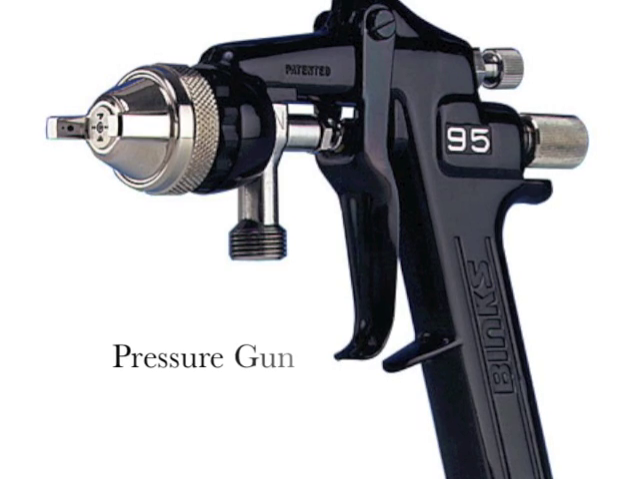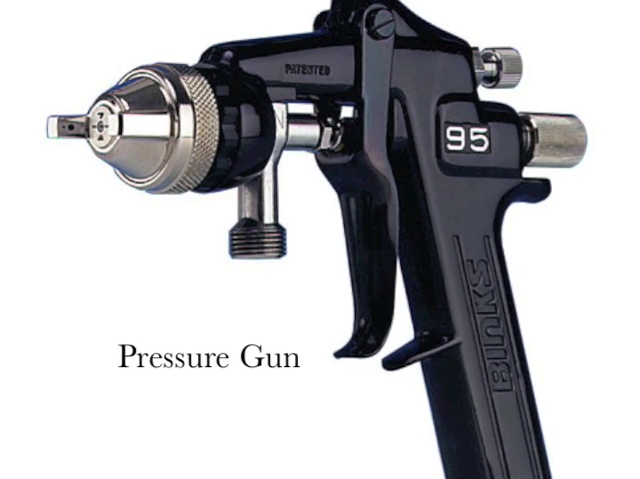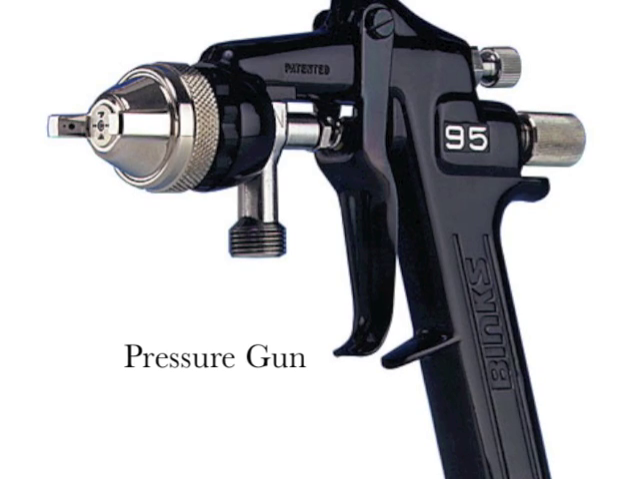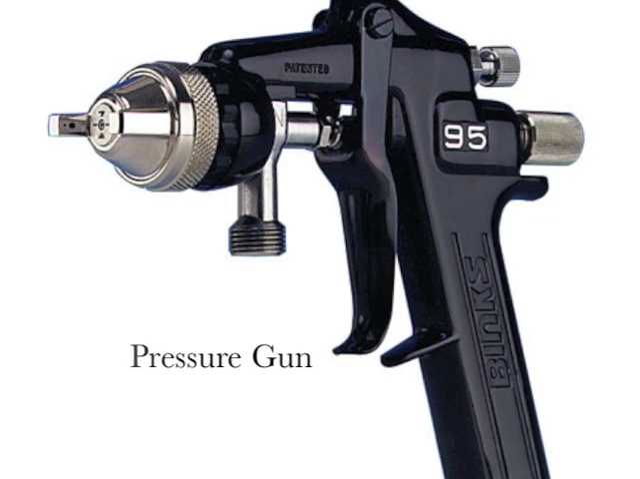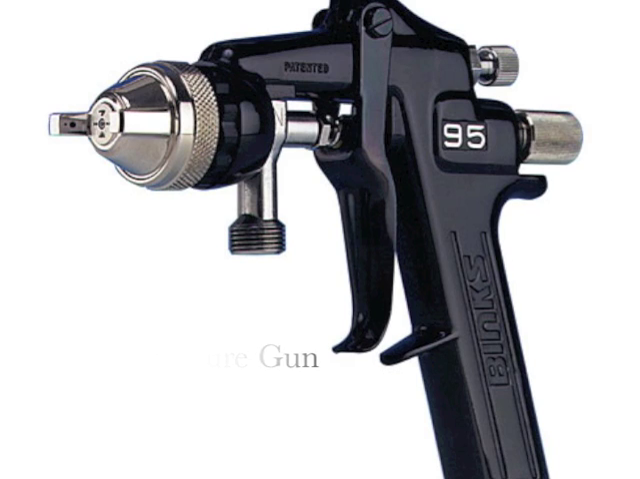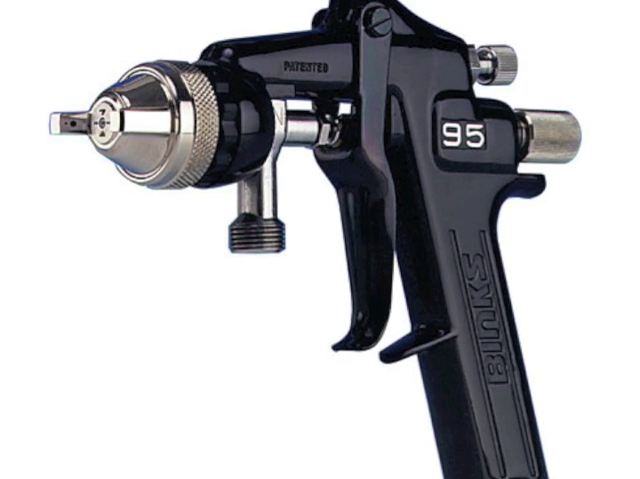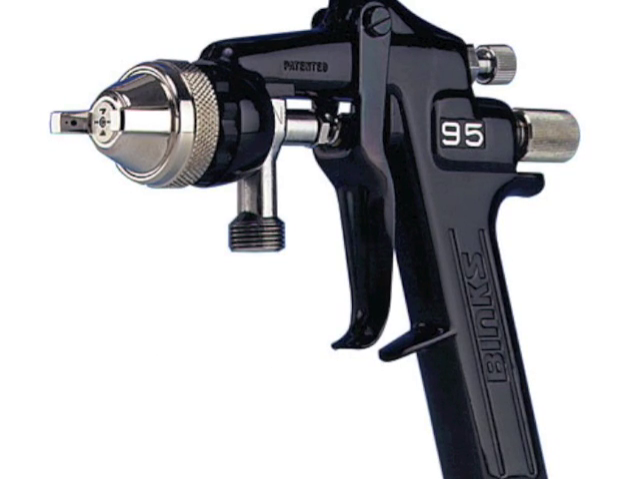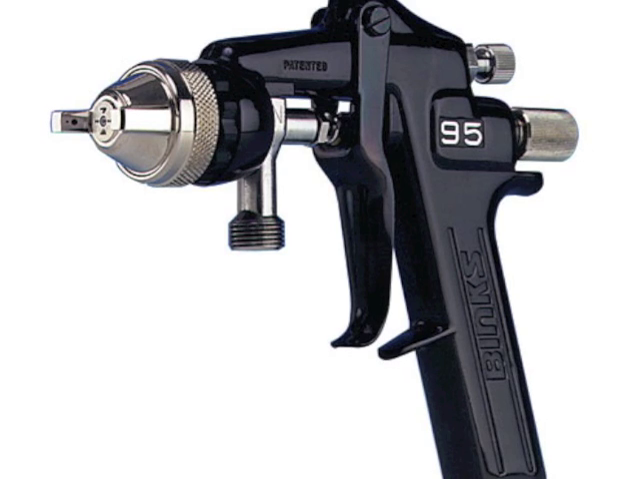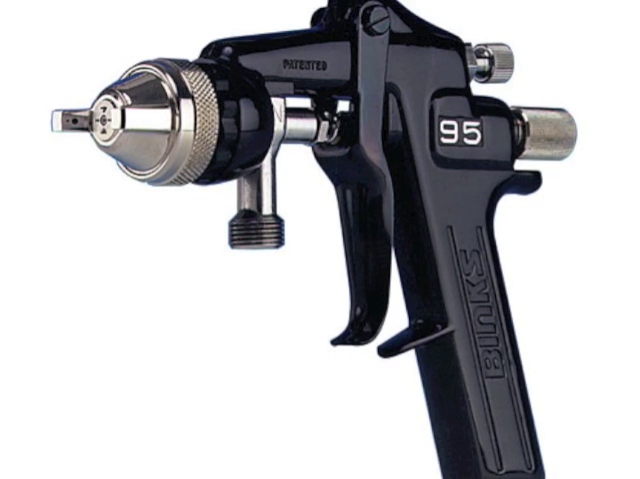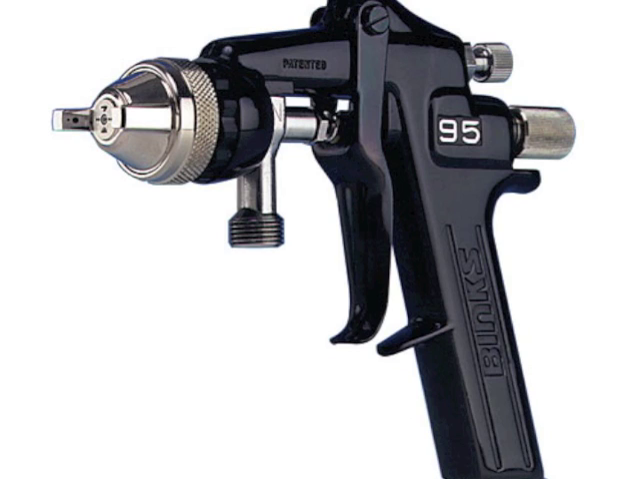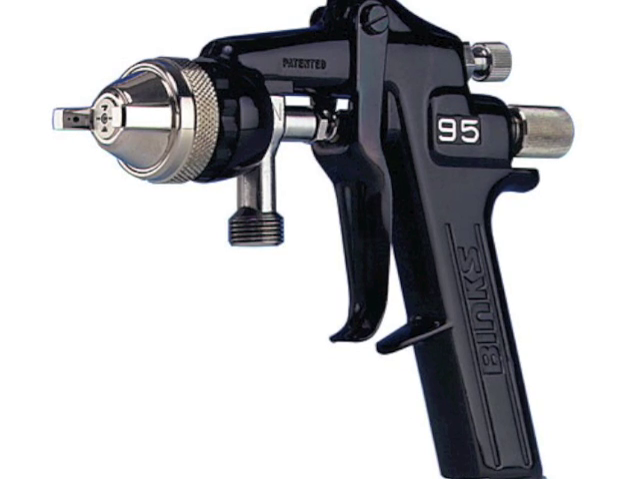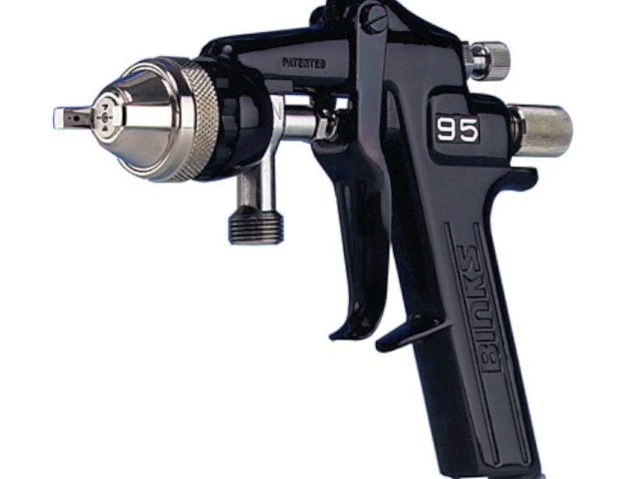The Binks 95 gun on the left are both examples of pressure-fed guns. In a pressure feed system, the material is supplied under pressure from usually either a cup, a tank, or a pump, which would be used for the 95 gun, to the inlet of the spray gun. This allows the operator to control the flow rate accurately to the gun and enables the handling of higher viscosity materials.